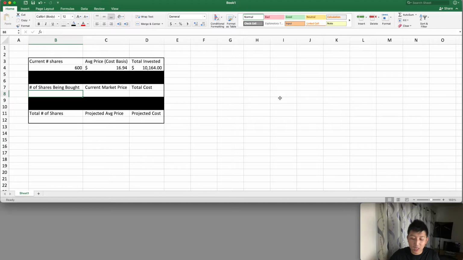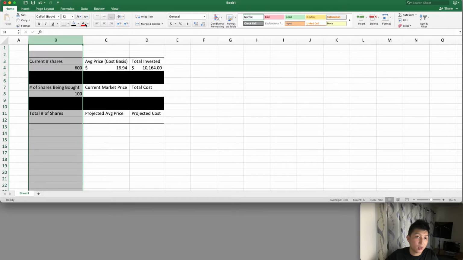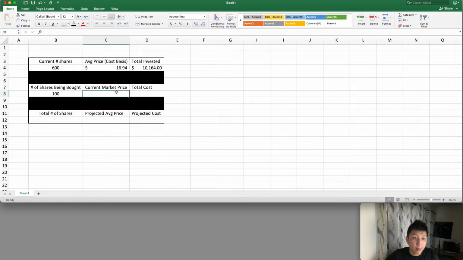Let's say you're gonna buy 100 shares, right? Gonna put 100 shares. And by the way, to make it a little bit nicer, let's go ahead and just move this to the center. So 100 shares. So current market price, let's say the current market price right now is $9.56. I'll set it right there.